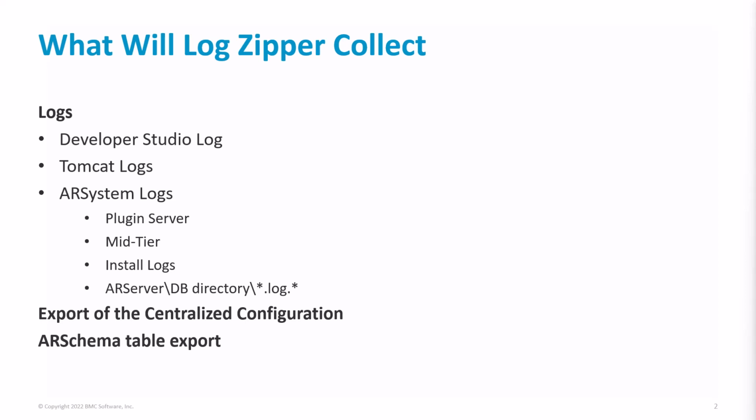AR System maintenance utility. When you run the log zipper, it will collect many different logs across the AR system, including Developer Studio logs, Tomcat logs, plugin server, mid-tier, and install logs, plus all the log files that are in the AR Server DB directory. Log Zipper also exports the centralized configuration data into a CSV file. It also creates a CSV file with the list of forms and all of their schema IDs so that it's easier to interpret the SQL logs.